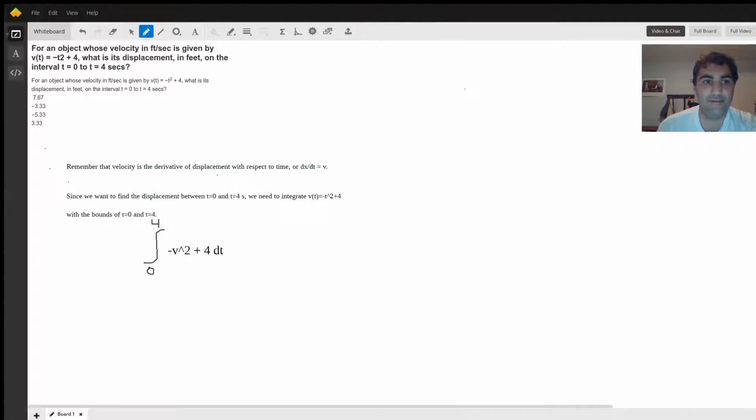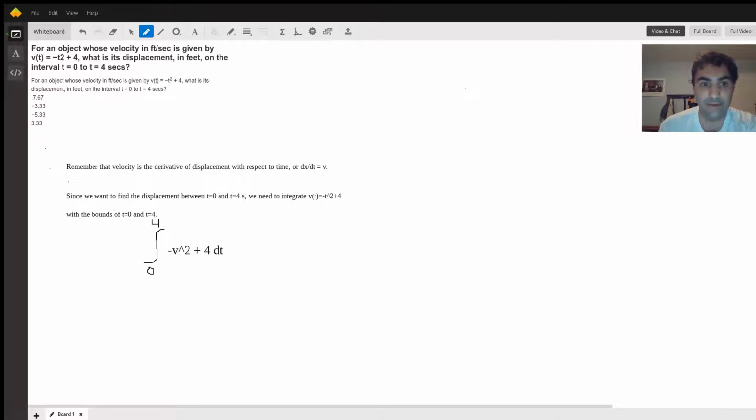So in answer to your question, we have to remember that velocity is simply the derivative of displacement. So the derivative of x divided by the derivative of t is equal to v. So we're doing this backwards, so we're going to have to do an integral.